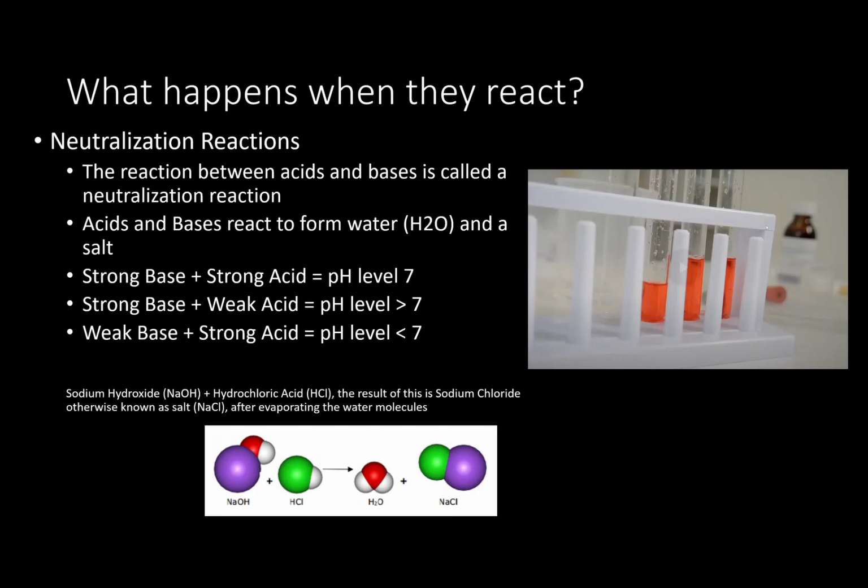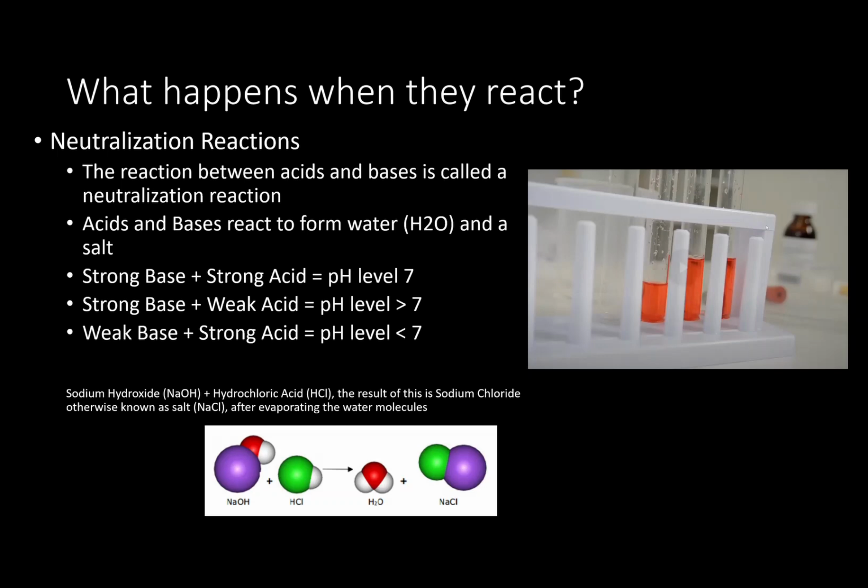But a strong base and a weak acid will have a pH level above 7, so it will produce a basic solution due to the strong base overpowering the weak acid, where there's an excess of hydroxide ions. And a weak base and a strong acid will have a pH level under 7 due to the fact that the acid is overpowering the weak base, due to the excess of hydrogen ions.